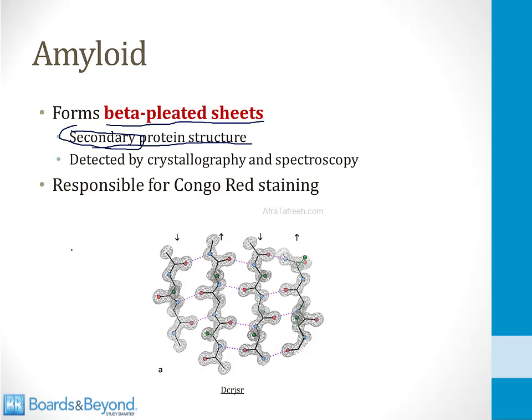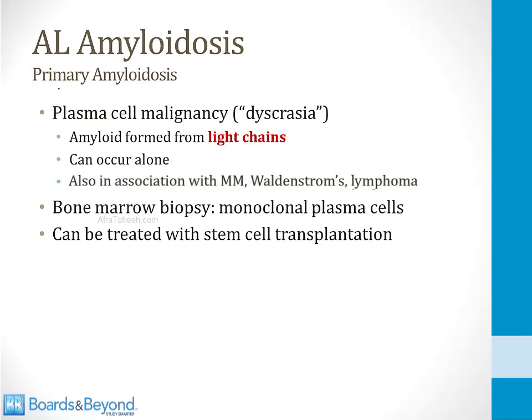This is not something you're ever going to see under the microscope. This is detected by crystallography or spectroscopy. These are advanced techniques for analyzing protein structures. But no matter which of the many types of proteins come together to form an amyloid collection of proteins, what makes them into an amyloid collection is the fact that they form these beta-pleated sheets. And it is these beta-pleated sheets that are responsible for the Congo red staining that will turn apple green under polarized light.